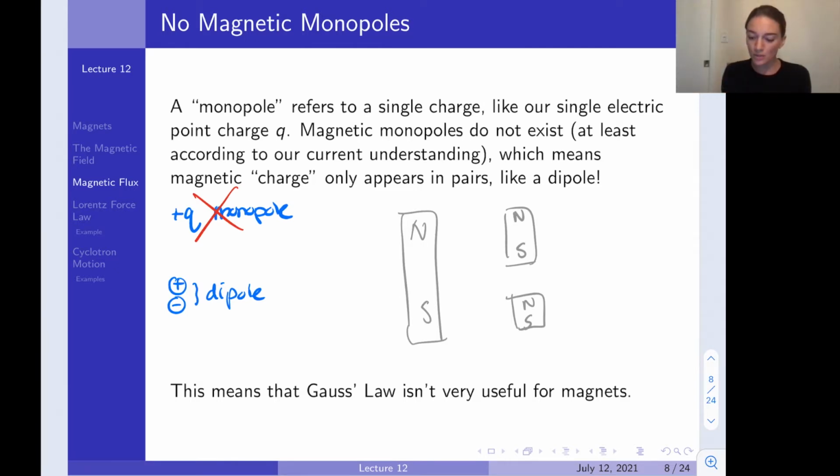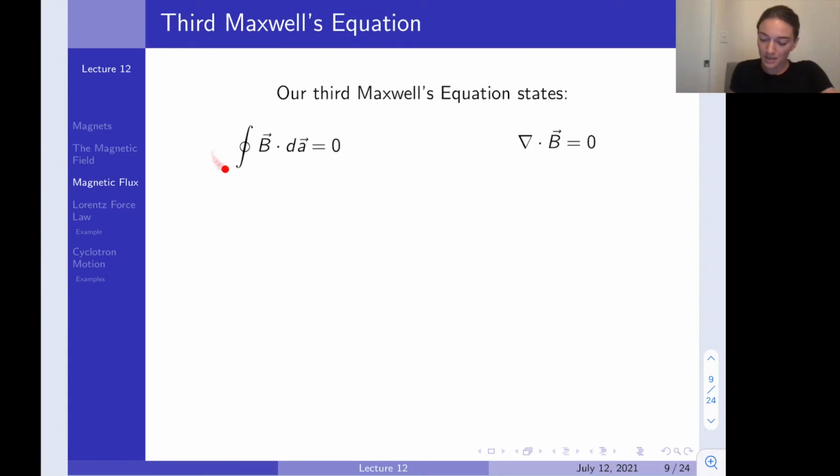So this actually leads us to our third Maxwell's equation. So this is Maxwell's third equation in integral form, and then this is in differential form. So like I said, in integral form, it's just saying that the magnetic flux out of any closed surface is always 0. So however many magnetic field lines you have coming into a surface, you have that many going back out. Then this equation just tells us that the divergence of a magnetic field is always 0.